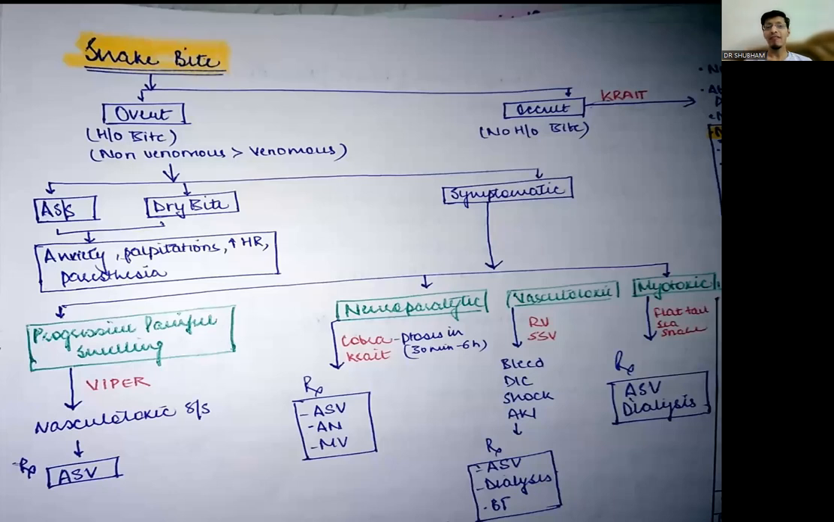What does it mean? Whether there are no marks. Usually there are no marks in Krait bite poisoning, but it is very, very toxic. It causes neurotoxic symptoms, but there's no history of bite. The patient says, I don't remember if something has bitten me. In Hindi they say it felt like someone blew on me and went off, so it does not leave any scar or mark.